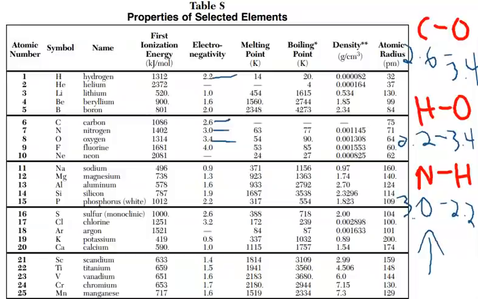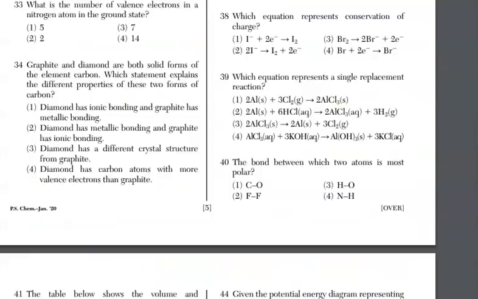A carbon-oxygen bond is going to have less of an electronegativity difference than the hydrogen-oxygen, right? The 3.4 and the 2.2, and then that's going to be a greater difference than my nitrogen-hydrogen, which is 3.0 and 2.2. So the answer here has to do with hydrogen-oxygen. The greater the electronegativity difference, the more polar the bond, and that is our hydrogen-oxygen bond.